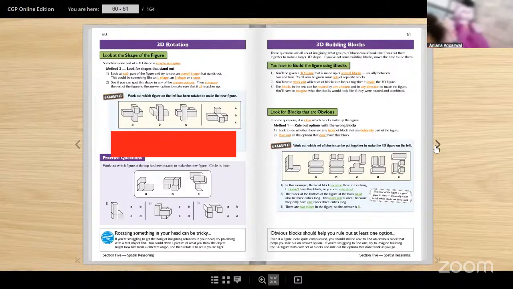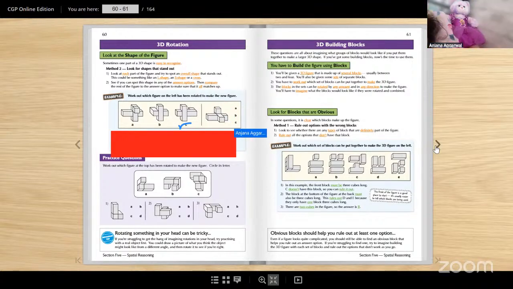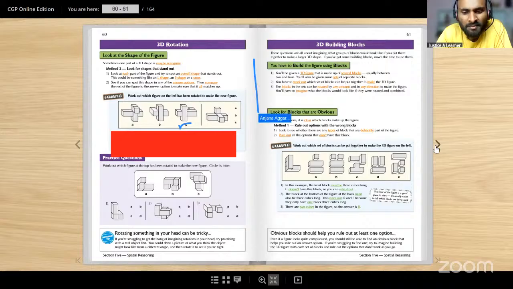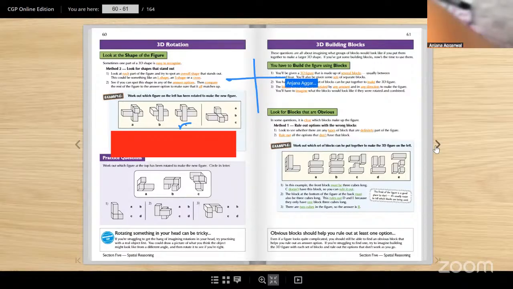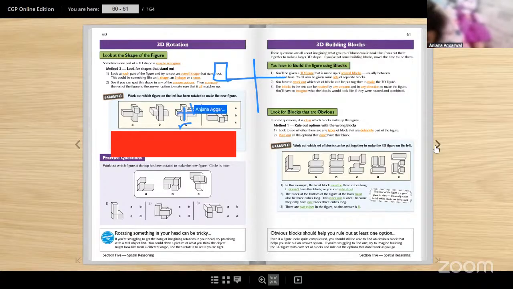I think the answer is C. In this shape, there's a cross, and there's a line that goes through the vertical line, and a big block like that. So first we need to look for the cross. All of them have the cross. And in this, there's a line in the middle which is vertical, and a block there, like there's a block here.